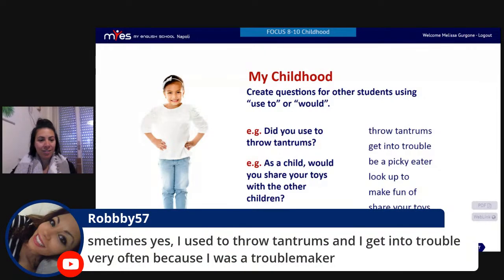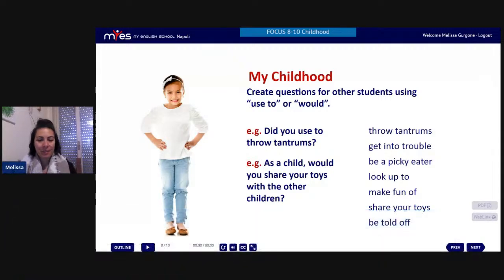Okay, for tantrums, I used to throw tantrums and I got into trouble very often because I was a troublemaker. Robbie, you a troublemaker? I don't believe it. Fantastic vocabulary there, Robbie, with the troublemaker.